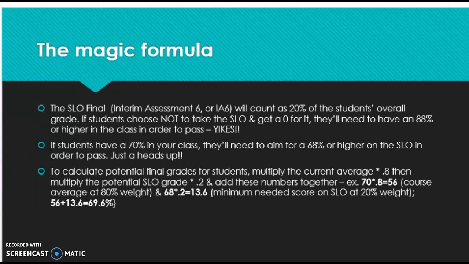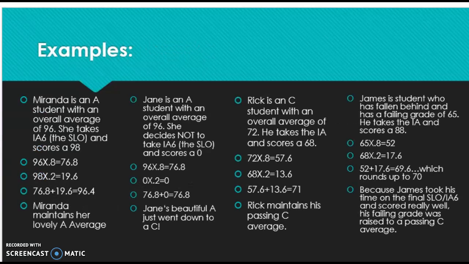And then there's the magic formula where you can determine what grade you need with your average right now. And I have some examples for you. So Miranda is an A student with an overall average of 96. She takes the IA6 or the SLO and scores a 98.